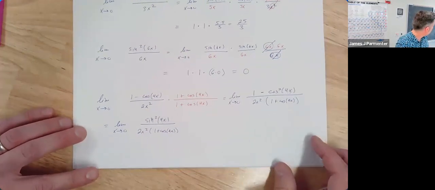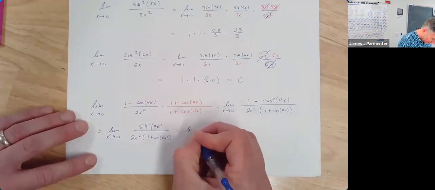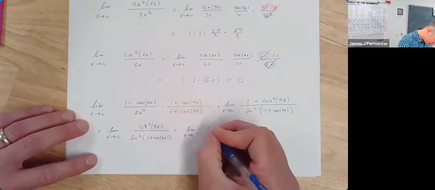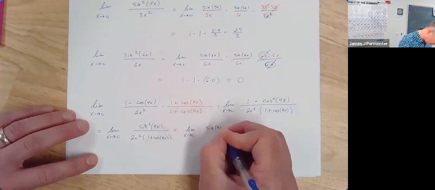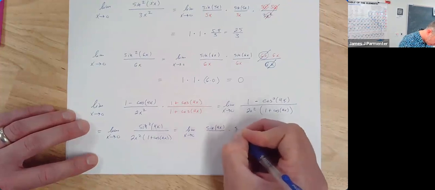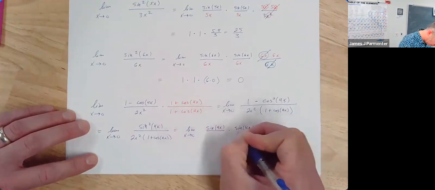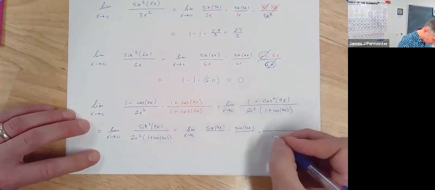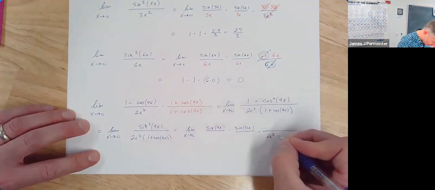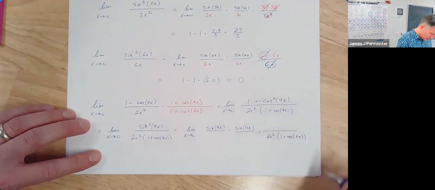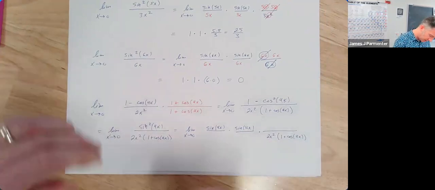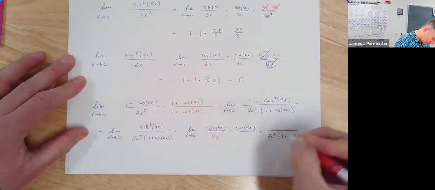Okay, now I'm going to do the usual kind of thing I do. I'm going to break this up into sine of 4x over blank times sine of 4x over blank times blank over the whole entire denominator, 2x squared times 1 plus cosine of 4x. And then, of course, beneath each sine of 4x, I wish I had a 4x.